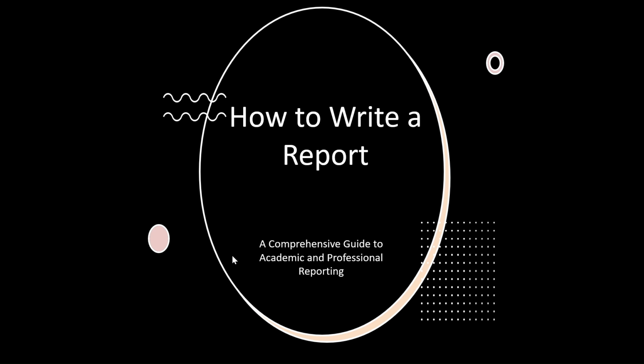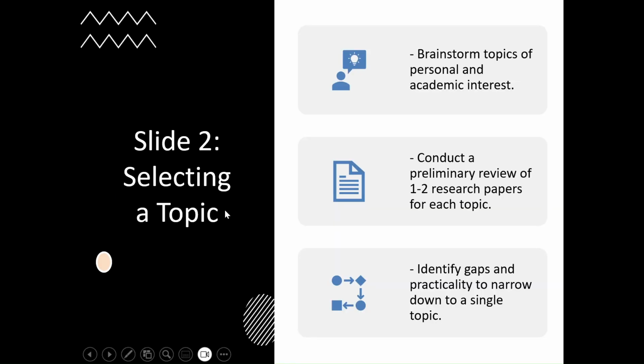How to write a report. A comprehensive guide to academic and professional reporting. Step 1. Selecting a topic. Brainstorm topics of personal and academic interest. Conduct a preliminary review of 1 to 2 research papers for each topic. Identify gaps and practicality to narrow down to a single topic.